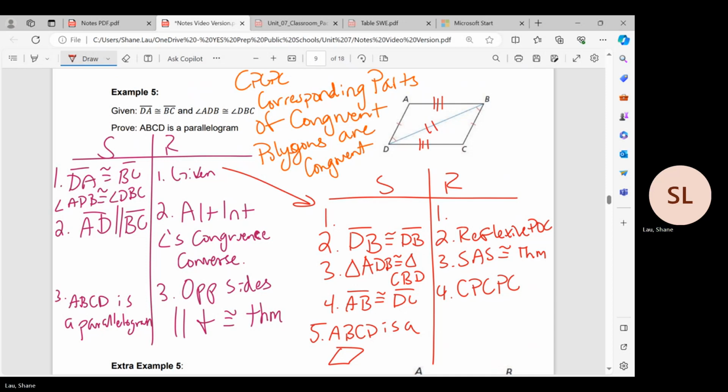Then our final reason, that is going to be our opposite sides converse.